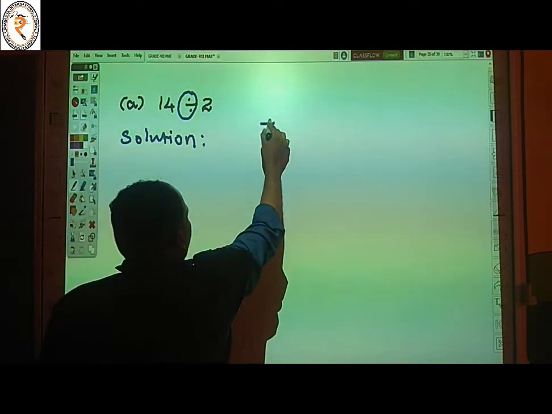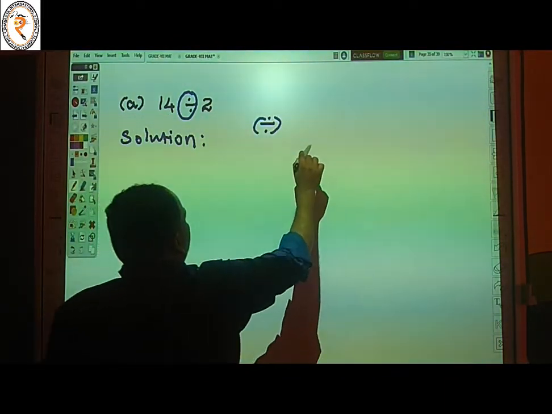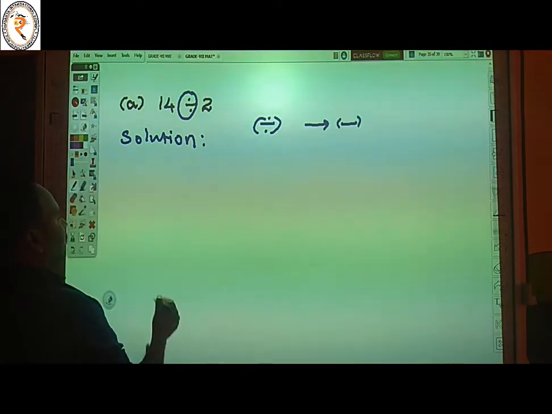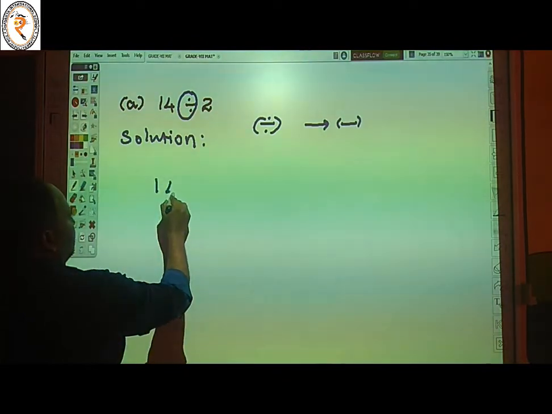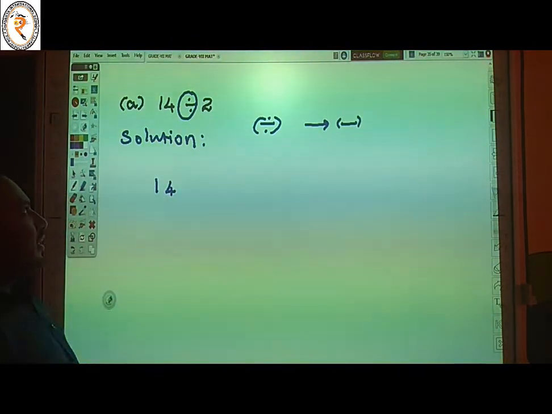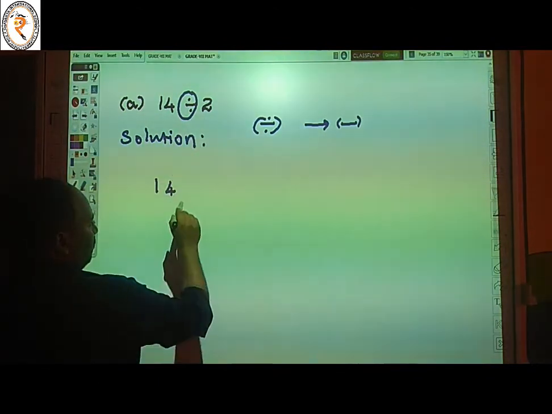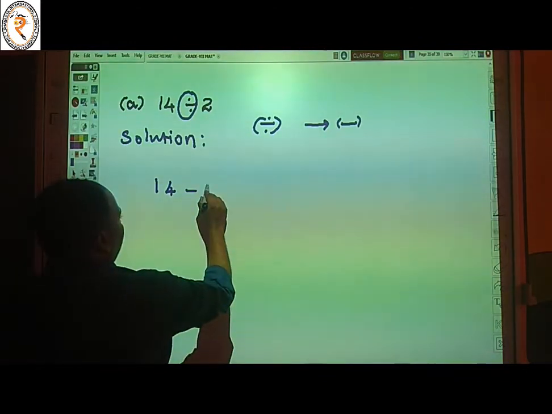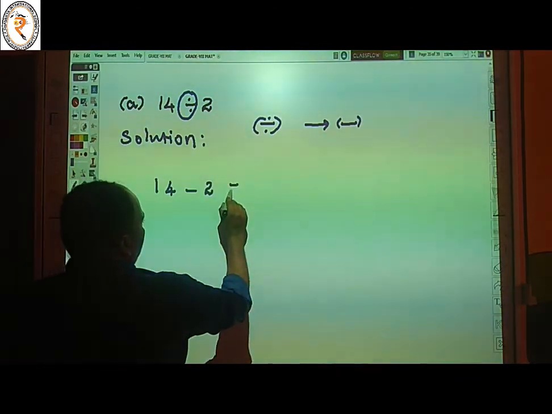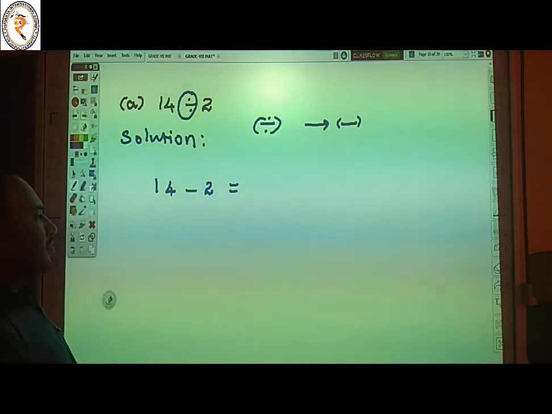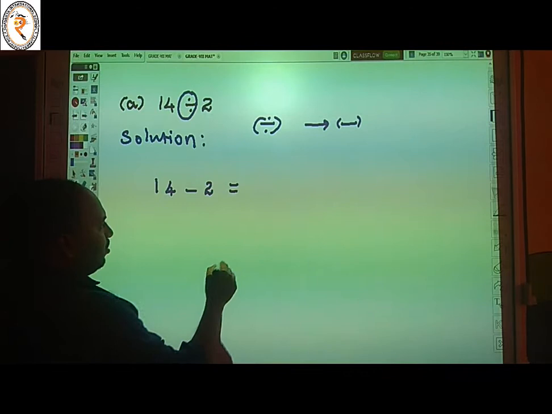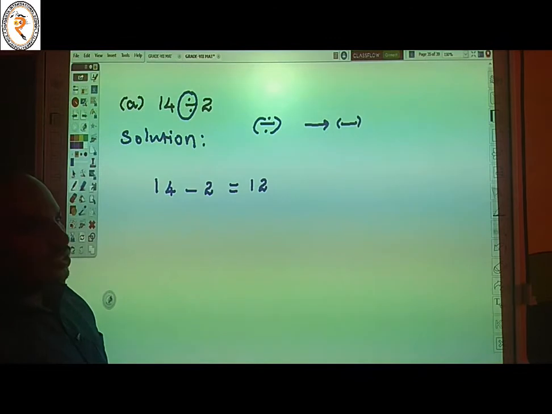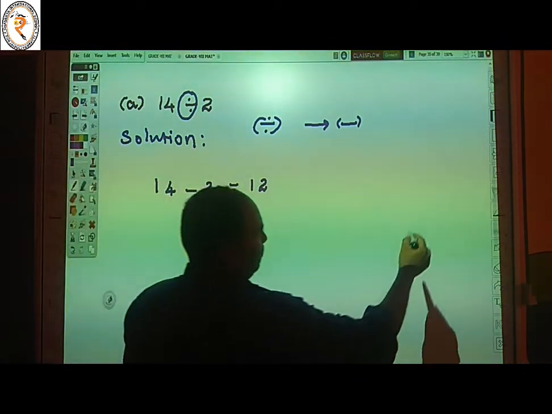Divide means repeated subtraction. By using the subtraction method, 14 divided by 2, we take minus. We want to subtract 2 from 14. So 14 minus 2 is equal to 12.